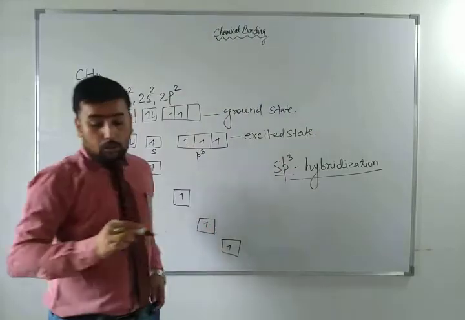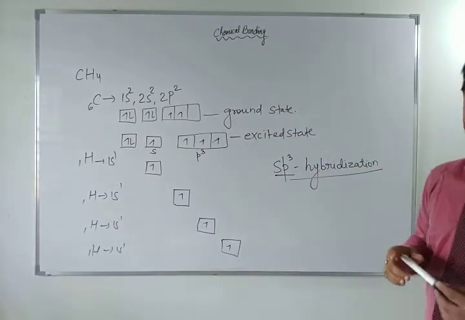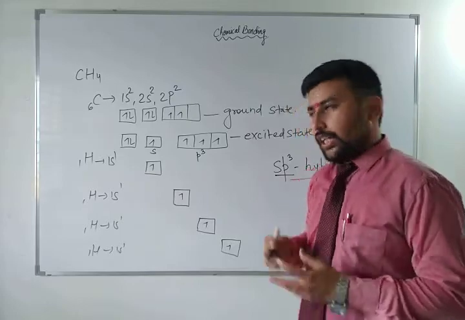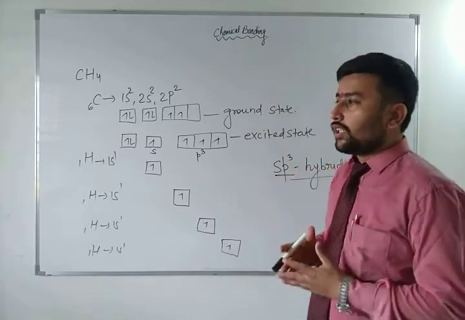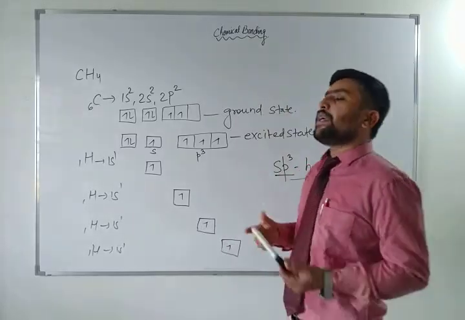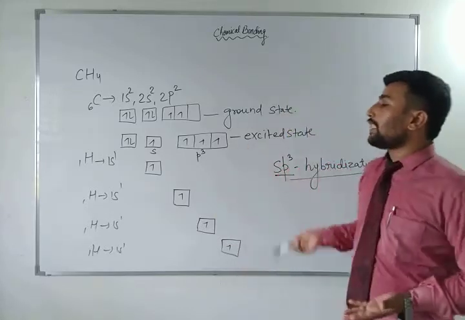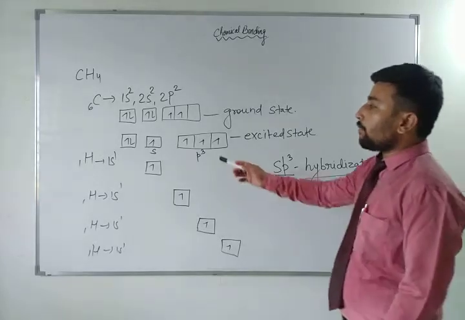Got it? Now the question is, what is hybridization? Hybridization is a process in which 2 pure atomic orbitals overlap with each other to form impure hybrid atomic orbitals, and the process is called hybridization. As you have seen here, just notice how all the 4 electrons of the hydrogen atoms overlap with carbon.